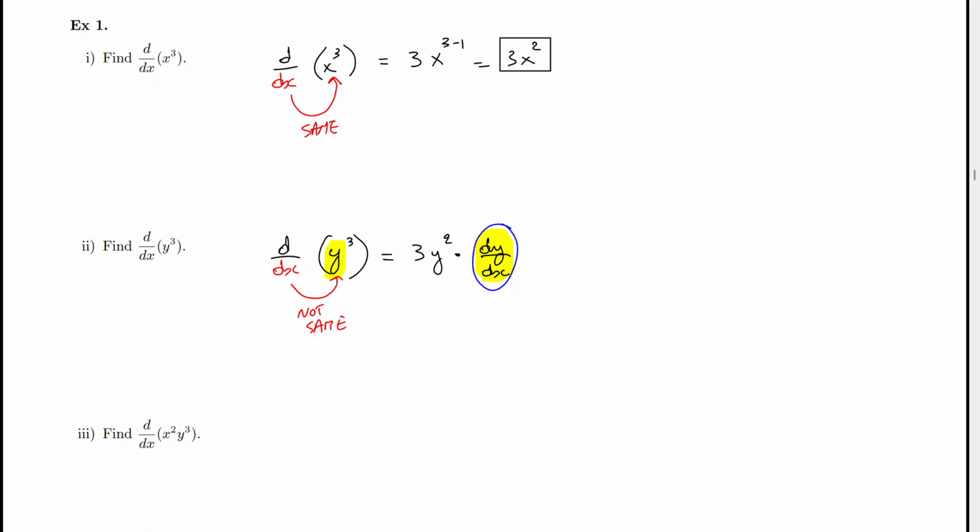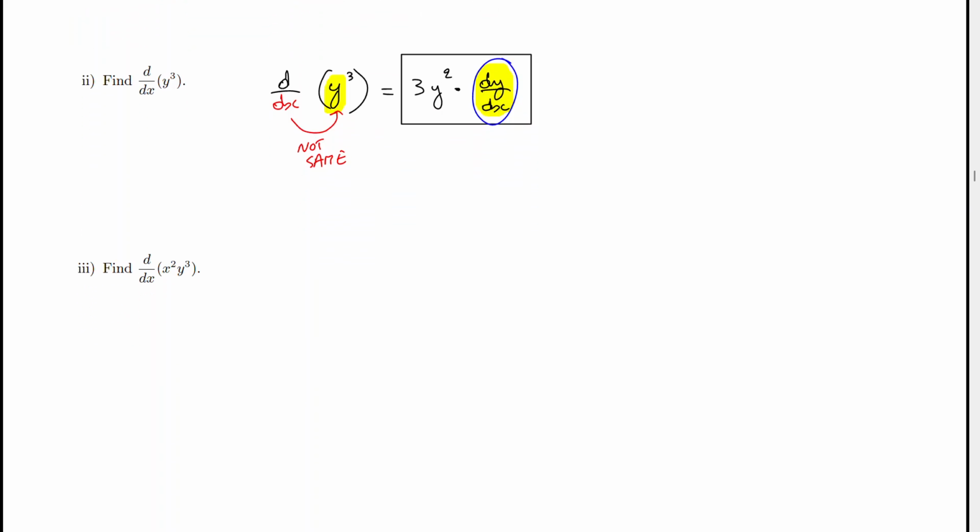And in that case, this will be the final answer. So if the variables don't match, just remember you need to add the derivative of the inside, dy over dx, to the side. So let's look at part 3, where we have a mixture.